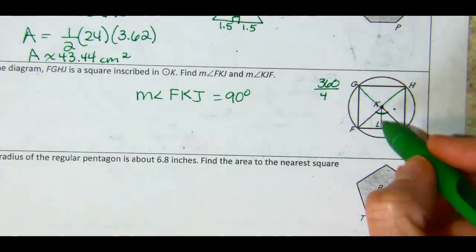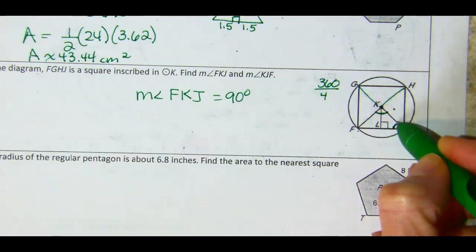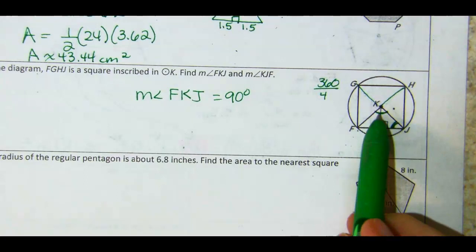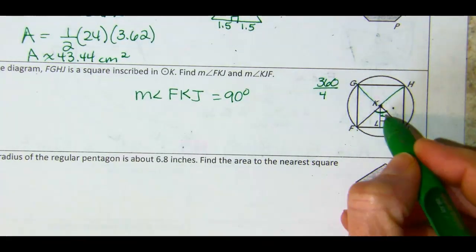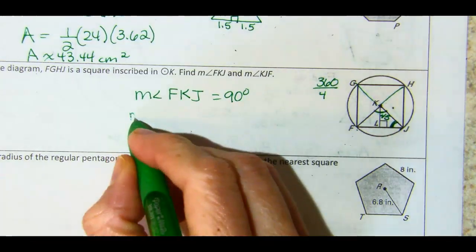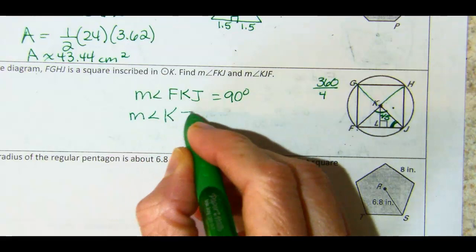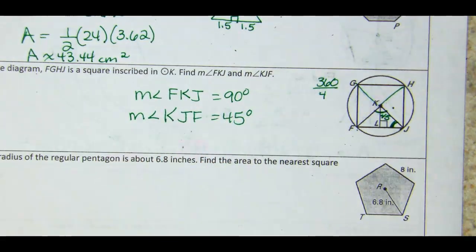Then it's asking us to do KJF here. Well, if that's 90, and this is the apothem, that angle here is going to be 45, which forces this angle to be 45. So the measure of KJF also equals 45 degrees.